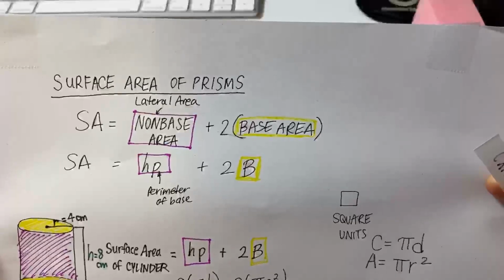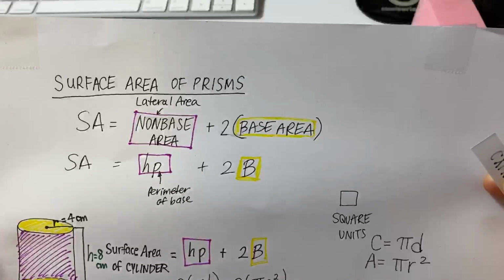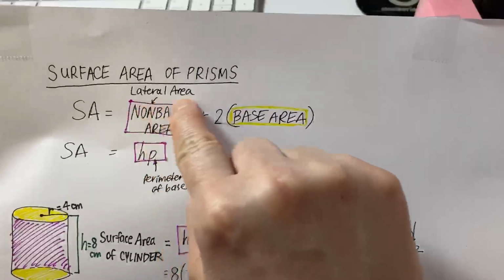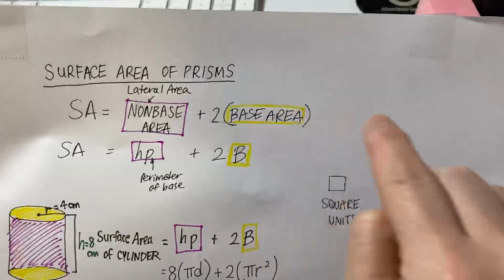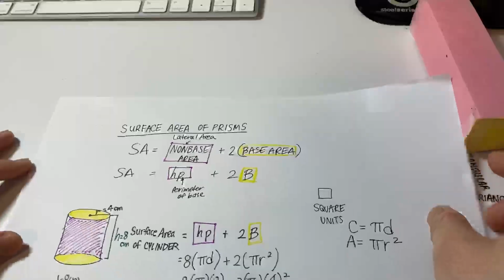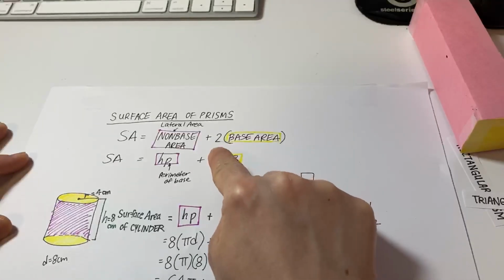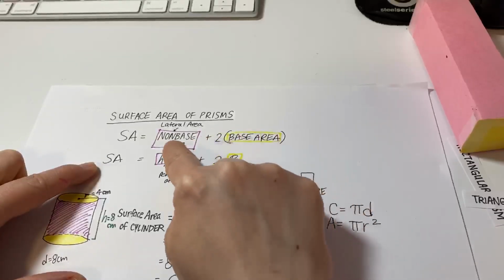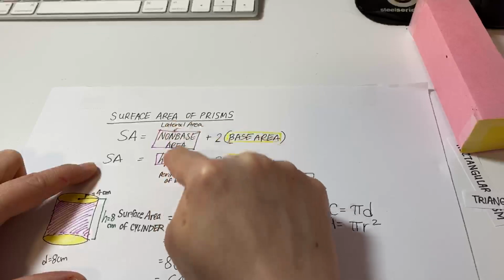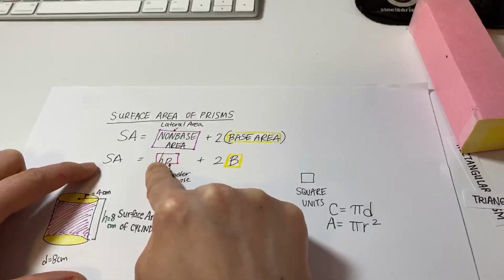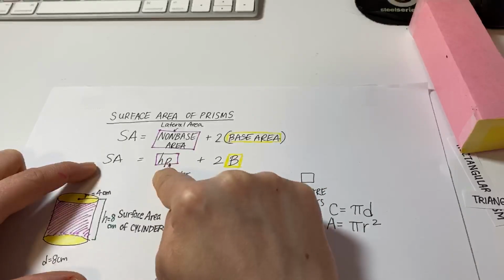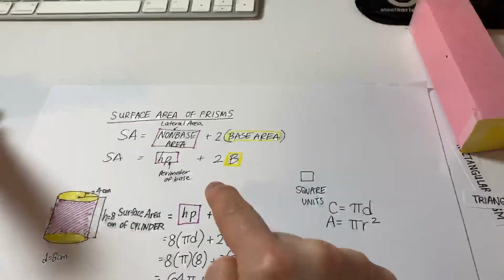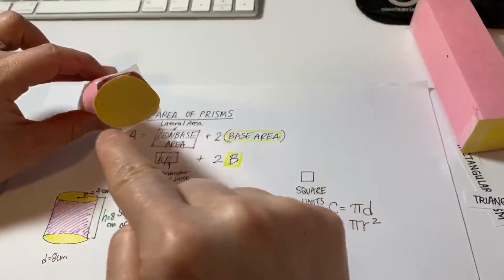So first of all, the general formula for finding the surface area of any prism is non-base area, lateral area, plus base area. But as you can see before, all prisms have two congruent bases, so we have to multiply by 2. So surface area will be non-base area, which is lateral area, and the formula for lateral area is HP. H is the distance between the two bases, and the P would be the perimeter of the base.